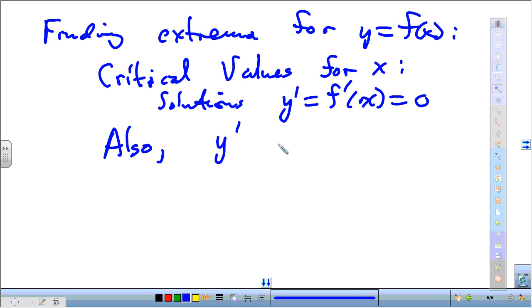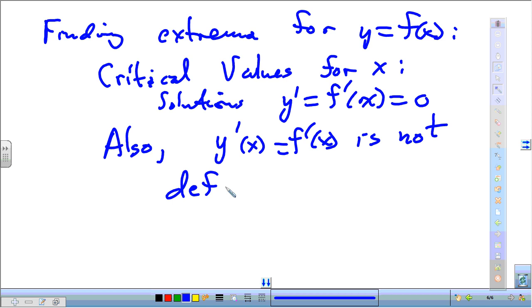Now, sometimes we have a function defined, but there's no derivative. So we couldn't analyze that quite the way we did in those kinds of pictures. And so we would have to look at and add those to our list of possible critical values for the variable x.